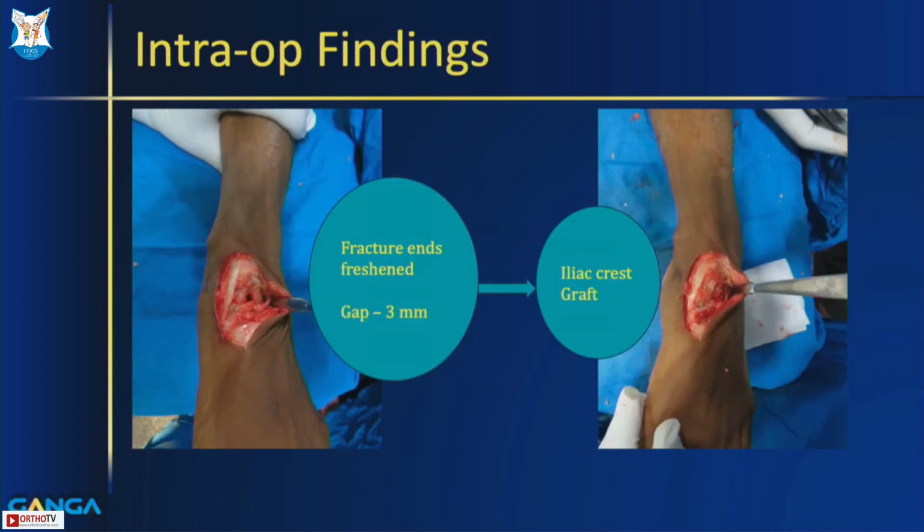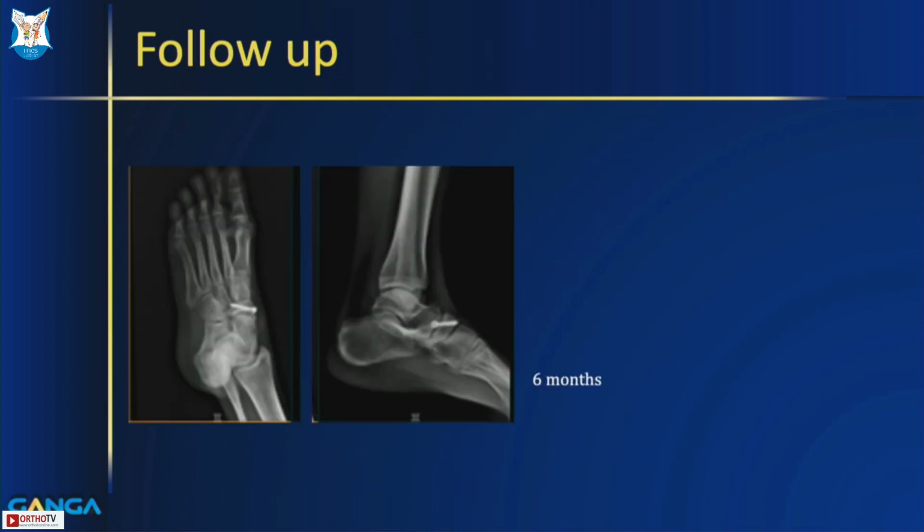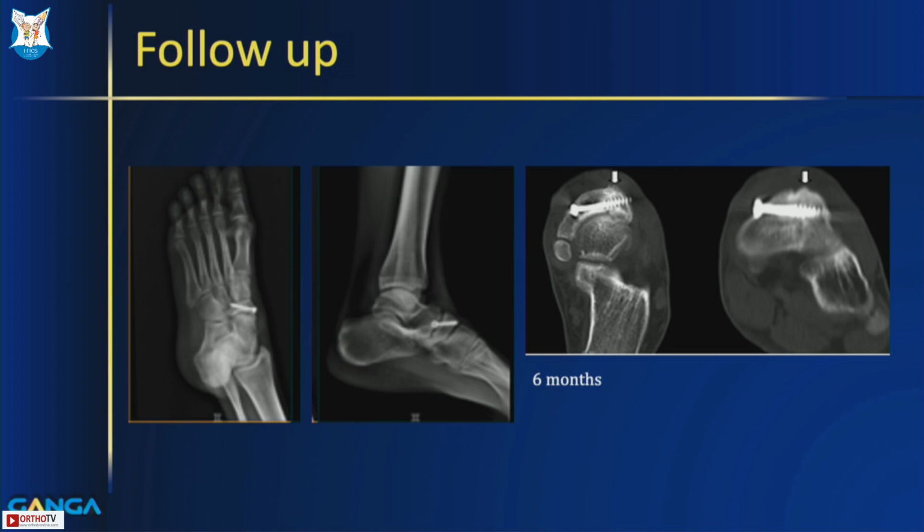We opened the fracture site, and we found that the fracture ends were freshened, with a gap of about 3 millimeters. An iliac crest graft was taken and placed at the fracture site, and we fixed it with cancellous screws. This is the immediate post-op X-ray, and this is the 6 months follow-up, and we did a CT also, which showed complete union.